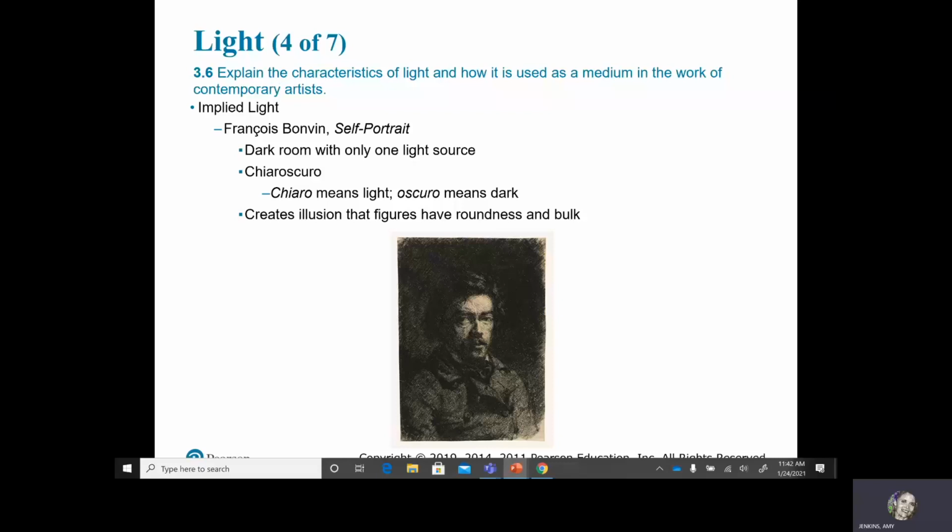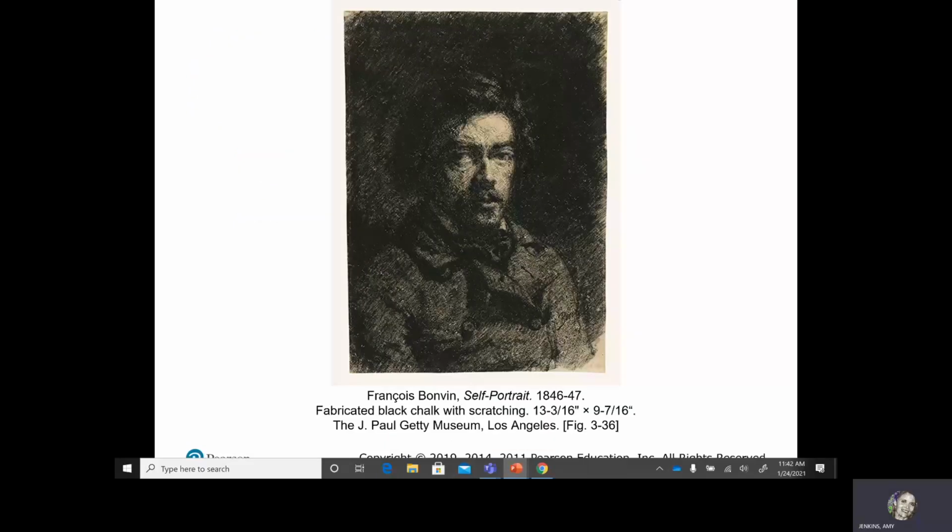Implied light, we have Francois Bonvin's self-portrait. He's in a dark room with only one light source, and so the lighting is very dramatic. Chiaroscuro. Chiaro means light, oscuro means dark. So we have this drama. It creates the illusion that figures have roundness and bulk. Chiaroscuro.